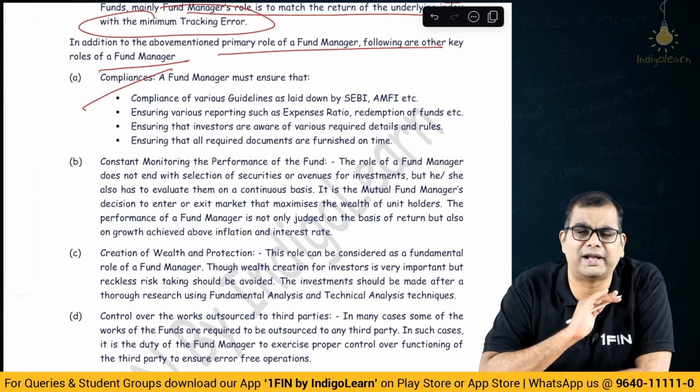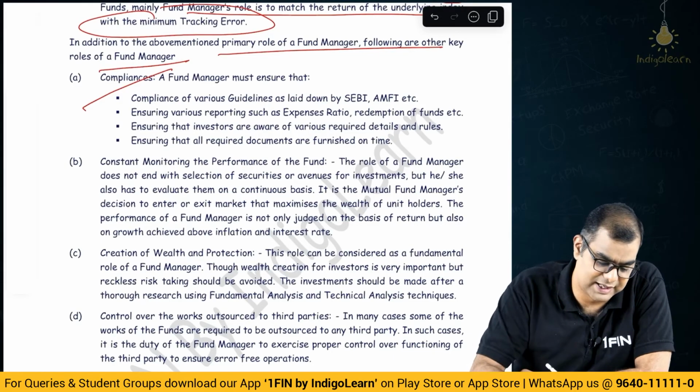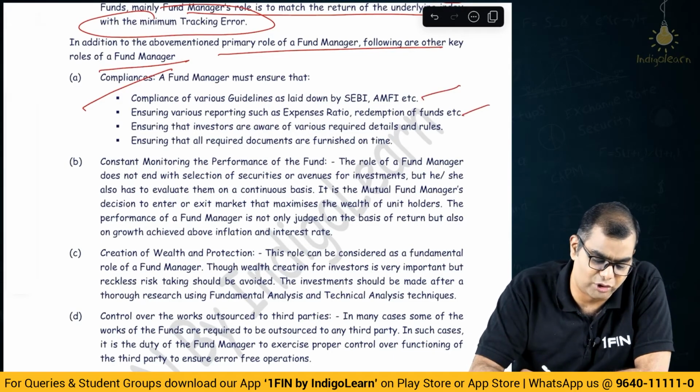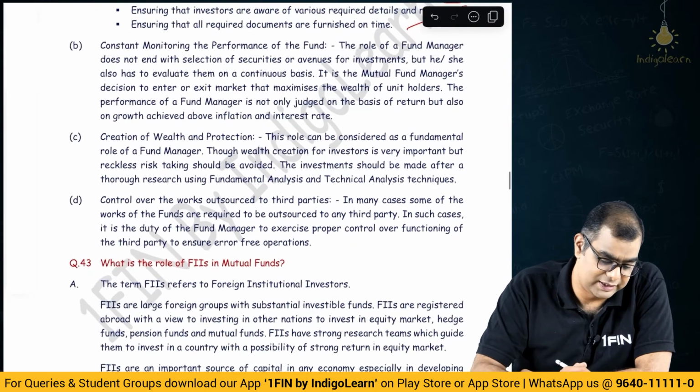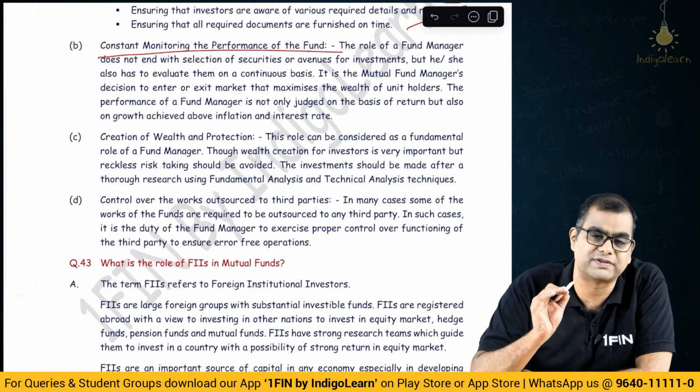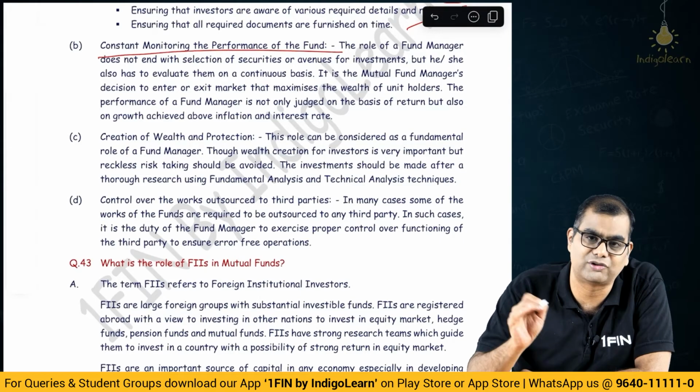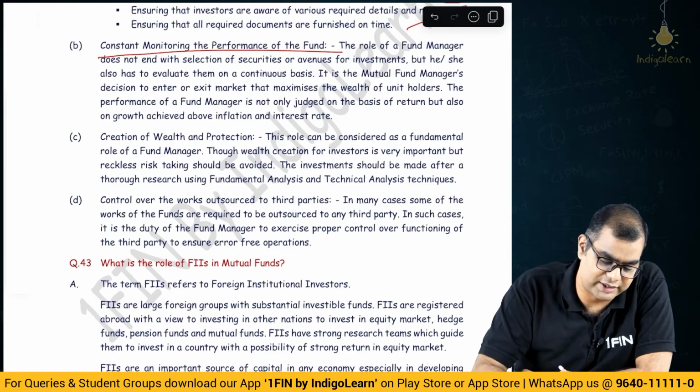Compliances. Mutual fund managers have an enormous number of compliances. It's SEBI, AMFI, then they have reporting of expense ratio and redemptions. They have to create investor awareness. Then they have to ensure that all documents are received on time. Then they have to constantly monitor the performance of the fund. Every day they have to monitor, morning, afternoon, evening. They have to constantly monitor the fund.